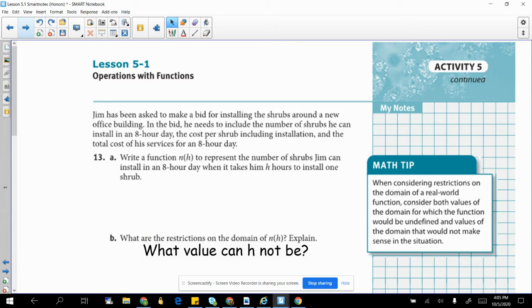It says here, Jim has been asked to make a bid for installing the shrubs around a new office building. In the bid, he needs to include the number of shrubs he can install in an 8-hour day, the cost per shrub, including installation, and the total cost of his services for an 8-hour day. Okay, so 13a says, write a function n of h to represent the number of shrubs Jim can install in an 8-hour day when it takes him h hours to install one shrub.